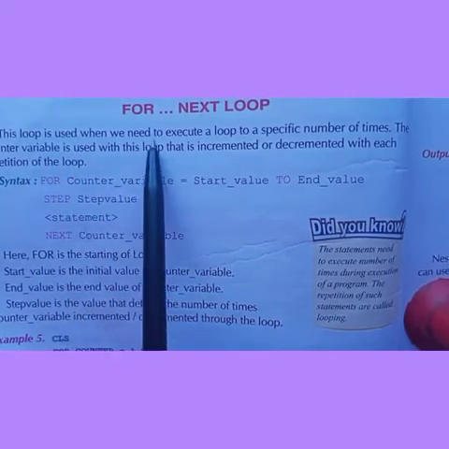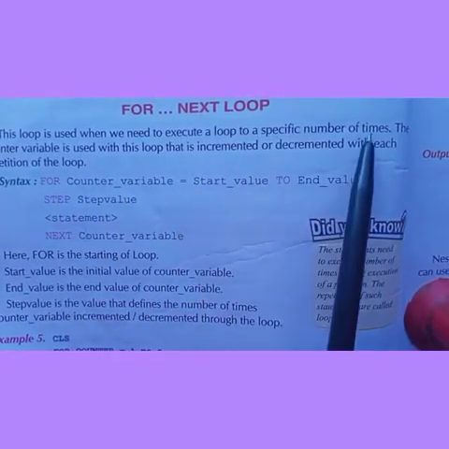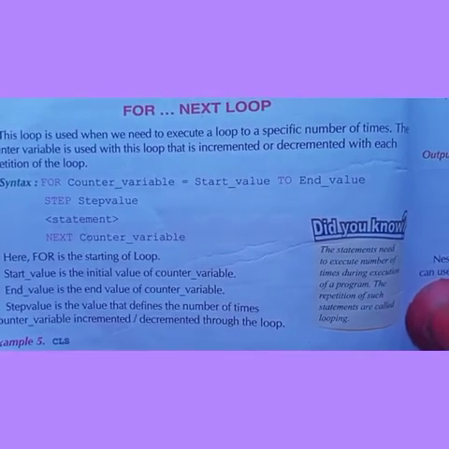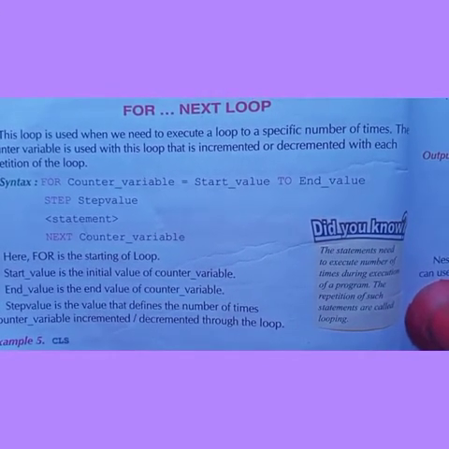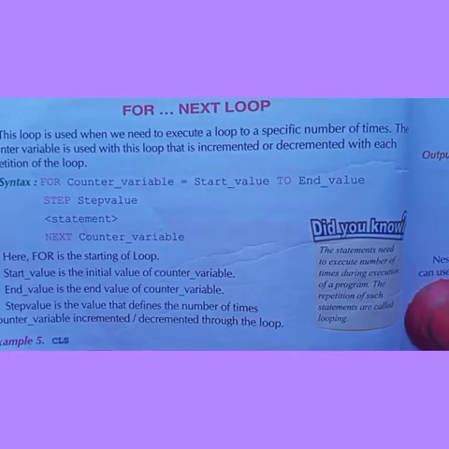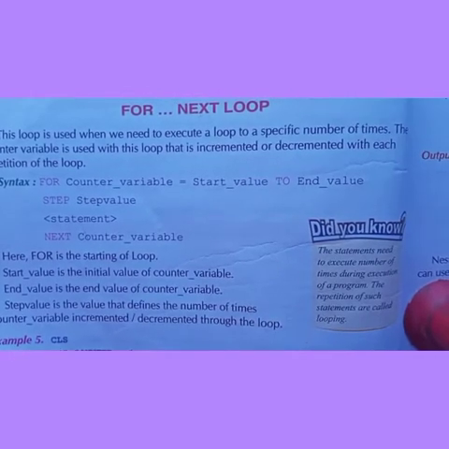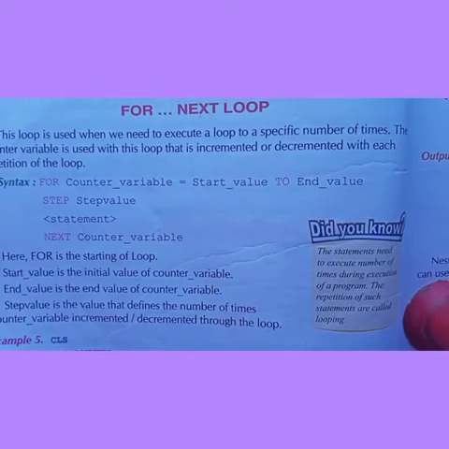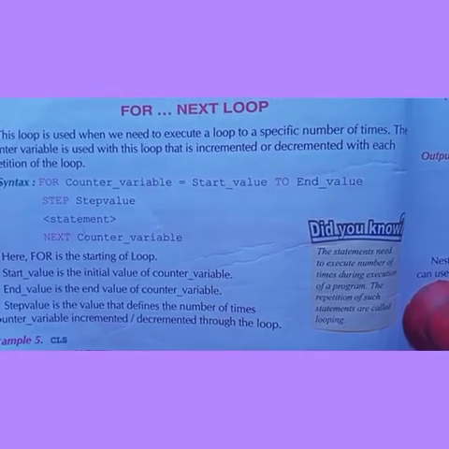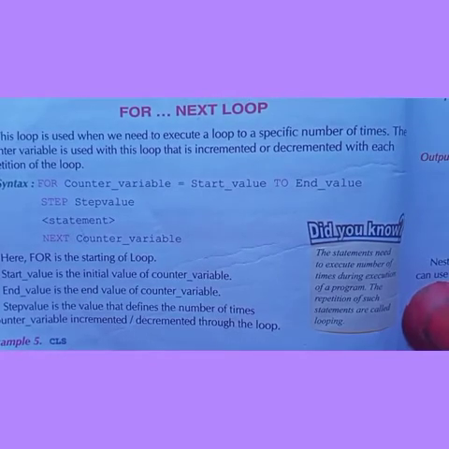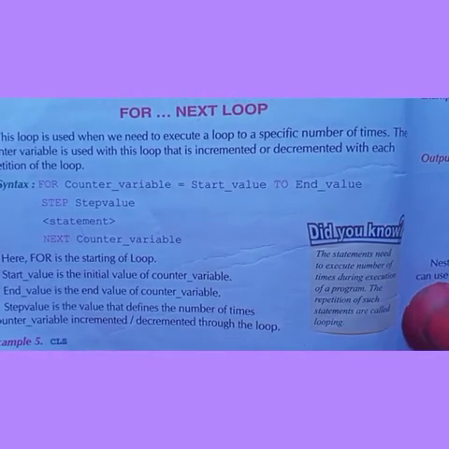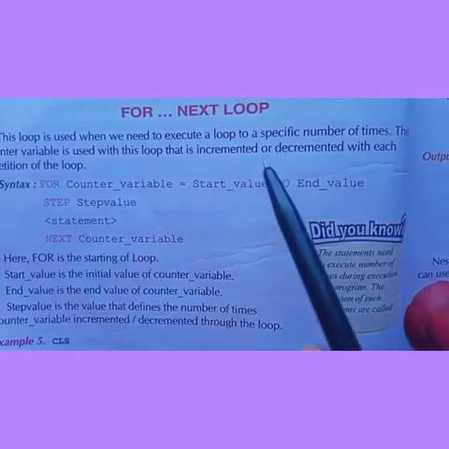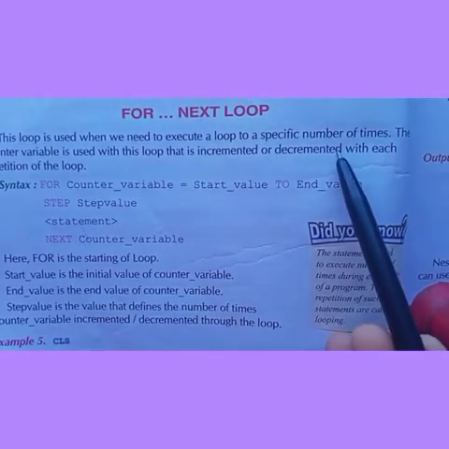This loop is used when we need to execute a loop a specific number of times, that is, when we know exactly how many times we need to repeat the steps. We need to repeat 2 times, 3 times, 4 times and so on. When we know specifically how many times a step has to be repeated, we make use of the FOR NEXT loop. With the help of this loop, we can increment or decrement the values.